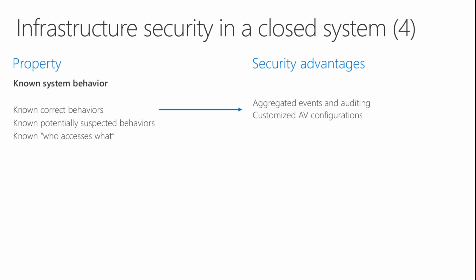Fourth section of infrastructure security in a closed system. So we look at known system behavior: what are known correct behaviors, known potentially suspected behaviors, and known who accesses what. And from a security perspective, the advantages are that we can aggregate events and auditing and provide customized configurations.